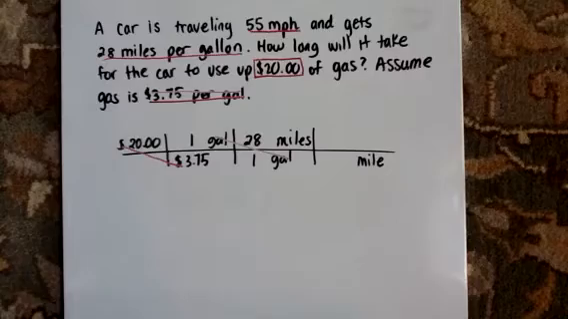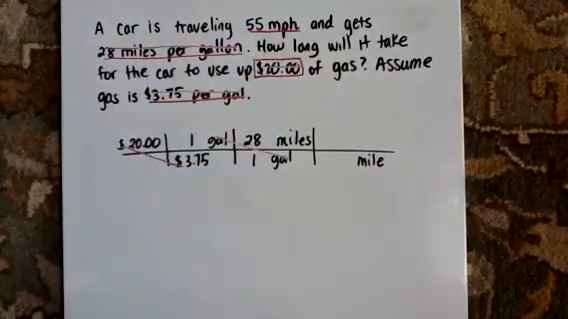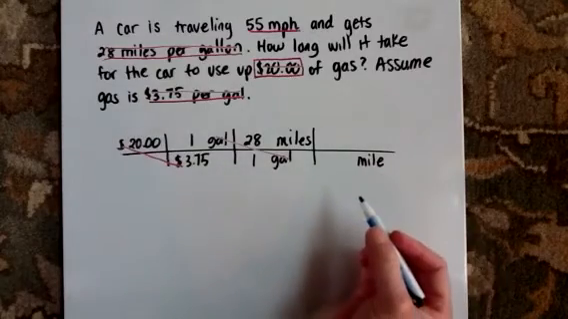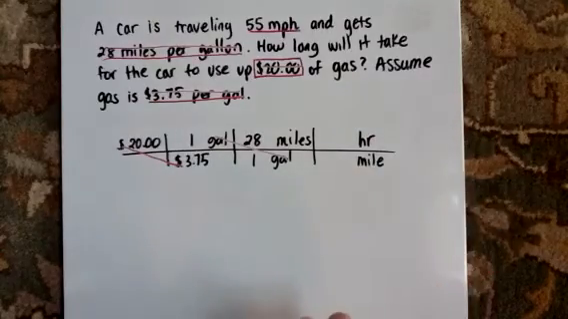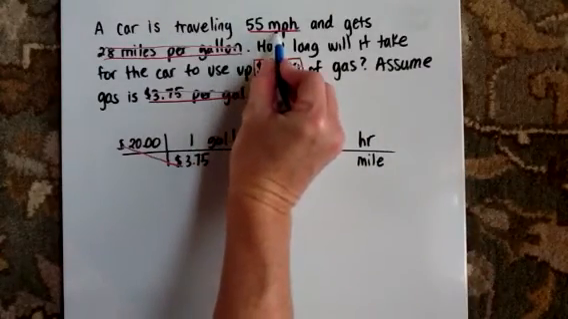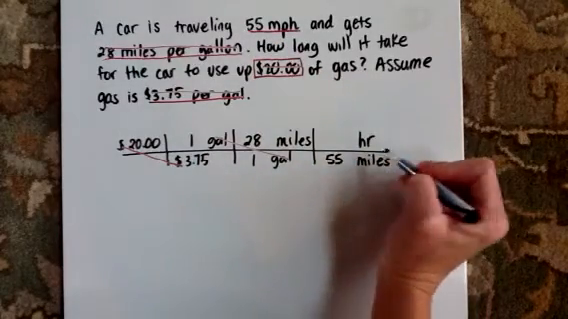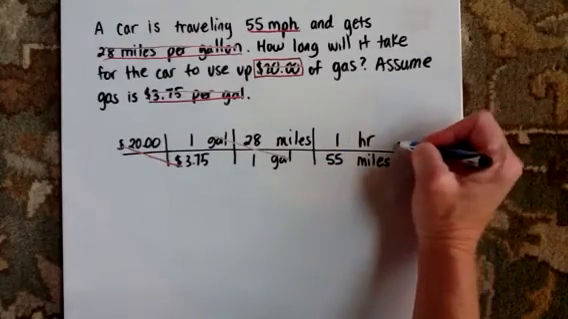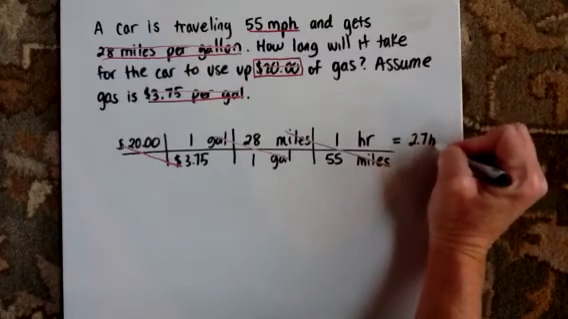And if I look at what I have left, I see I used this one, I used this one. What I have left is 55 miles per hour. That will get me from miles to hours. So I can go like this. And then the 55 goes with the miles because that's first in the statement. So 55 miles per 1 hour is what's implied. And then my miles will cancel. And if I plug this into my calculator, I should get 2.7 hours.